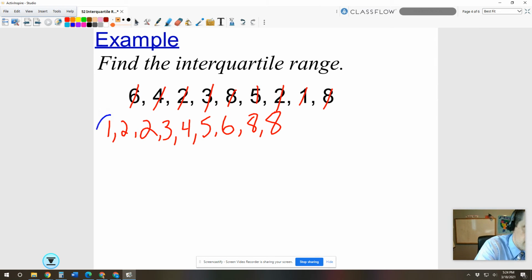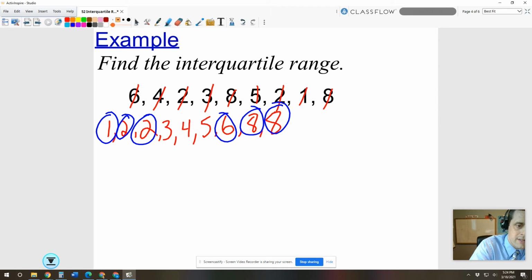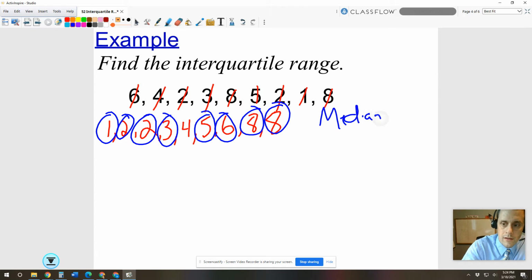So I'm going to start by chopping off the ends. I got 1 and 8 we can get rid of. 2 and 8. 2 and 6, and 3 and 5. So our median is 4.